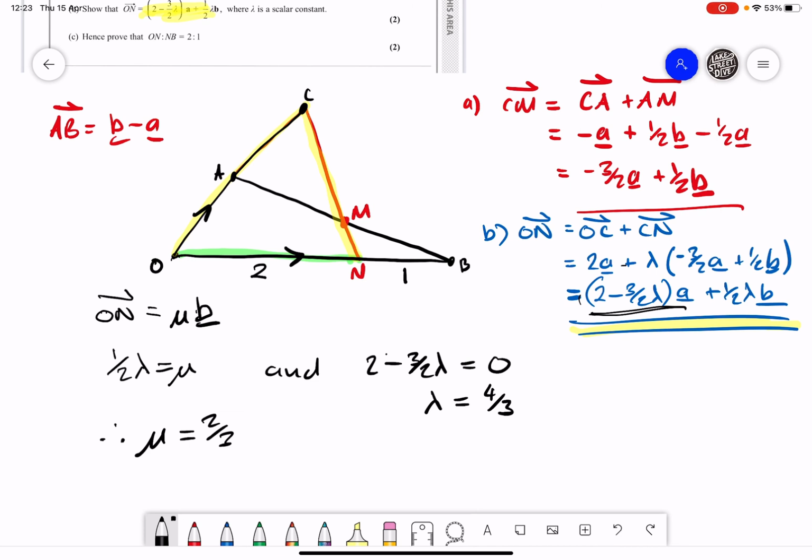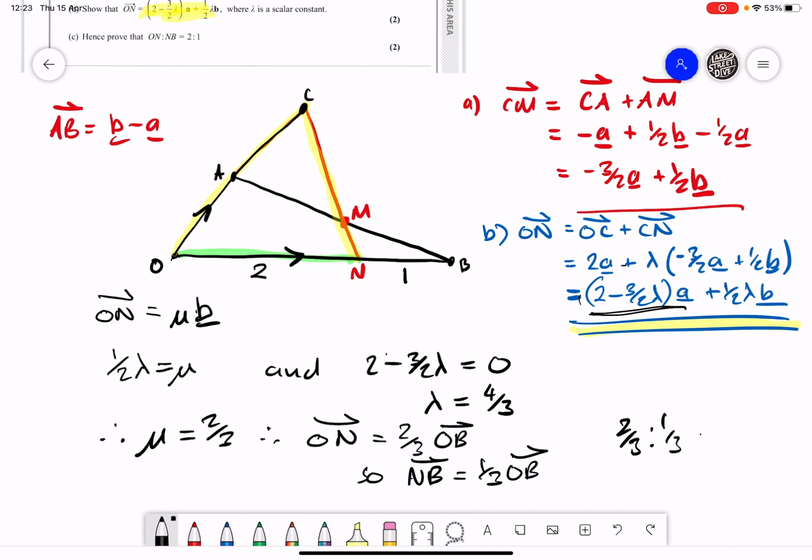So ON is 2/3 of OB. Which is actually doing what we've asked it to. And so NB is 1/3 of OB, because it's the remainder. 2/3 to 1/3 is equal to 2 to 1. We've shown the ratio that they wanted. Hope that helps.